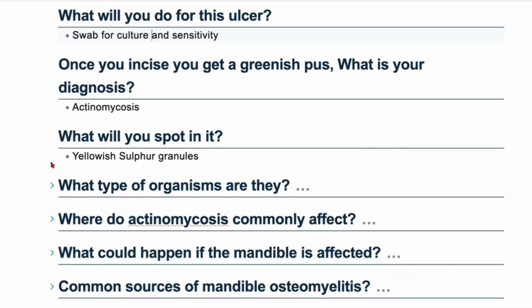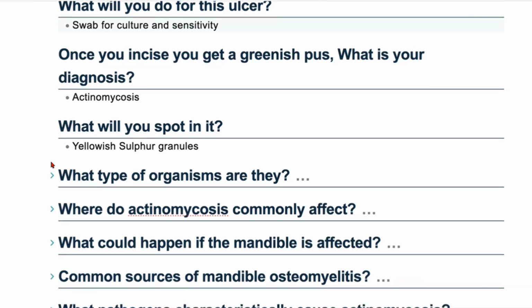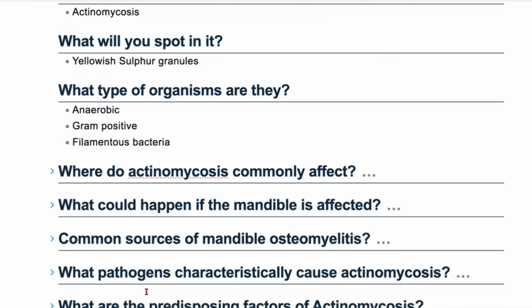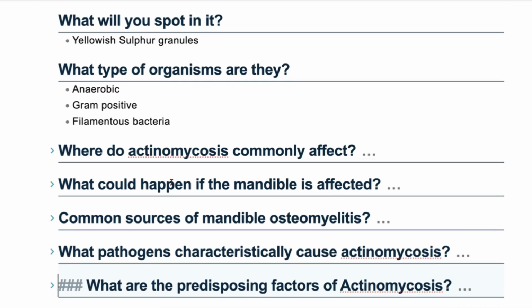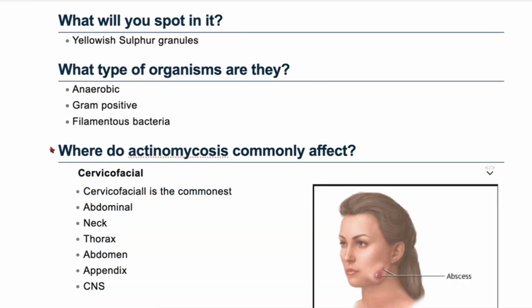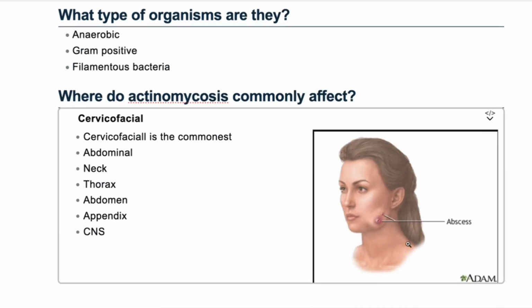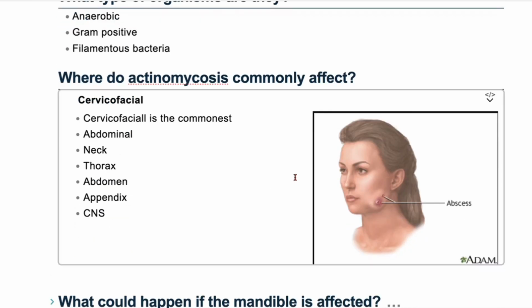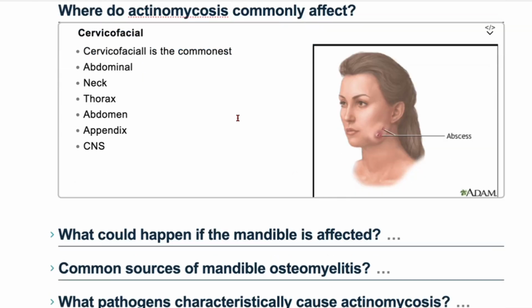And what type of organism is actinomycosis? So actinomycosis is an anaerobic gram-positive filamentous bacteria. And where does actinomycosis commonly affect? So it can typically affect the face, so craniofacial after dental surgery, but can also affect the GI tract. So it's classically cervicofacial rather than craniofacial. So cervicofacial are the commonest areas, so you take on the cervical region in this area, but it can happen anywhere really, but the commonest is the cervicofacial area.